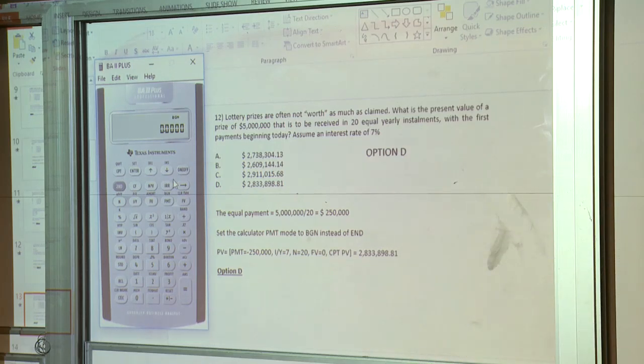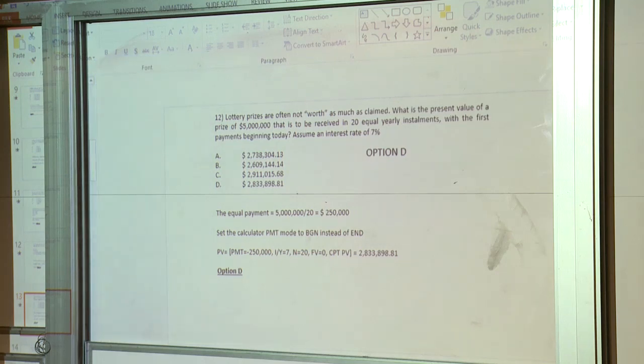But anyway, did you guys get this? 2,833,898.81. Okay. Now, before we go to the next question, you need to get back to your end mode again. To do that, click on second, click on PMT, click on second and click on enter. That will bring your calculator back to the default end mode that we operate in.